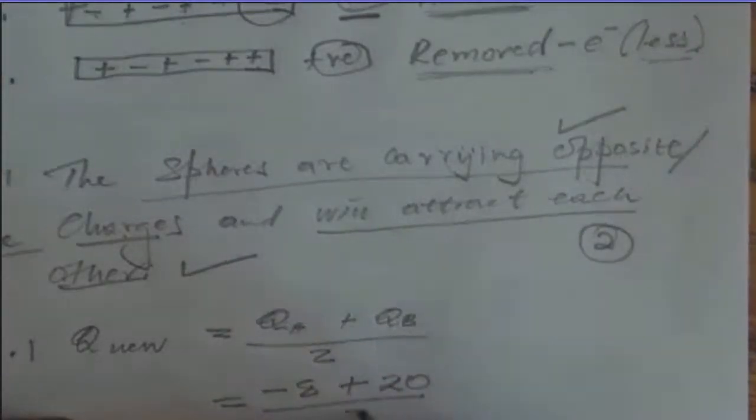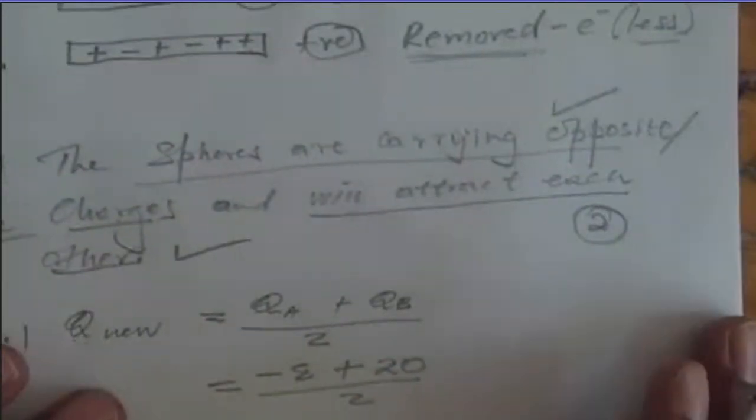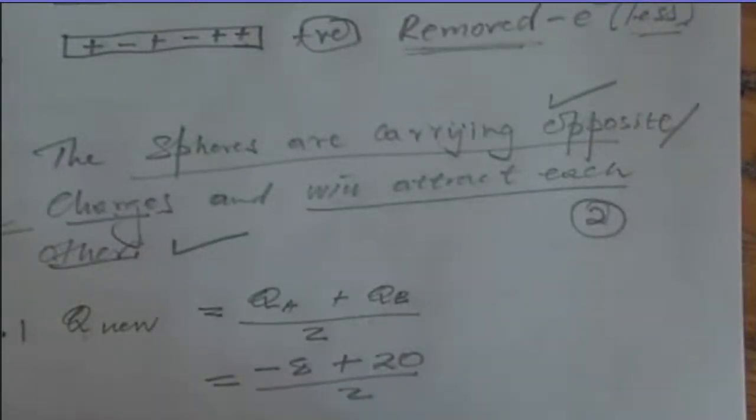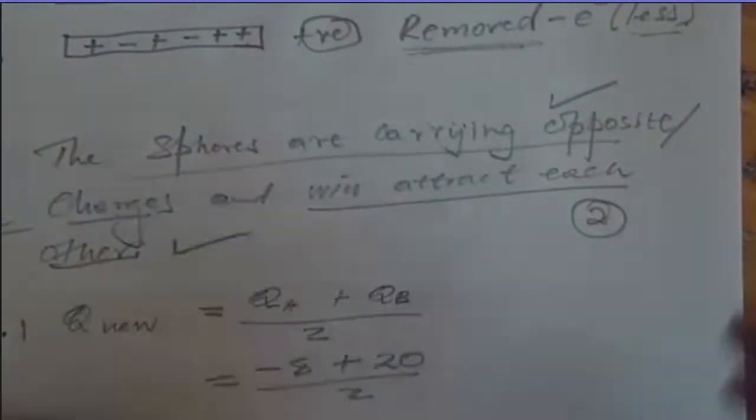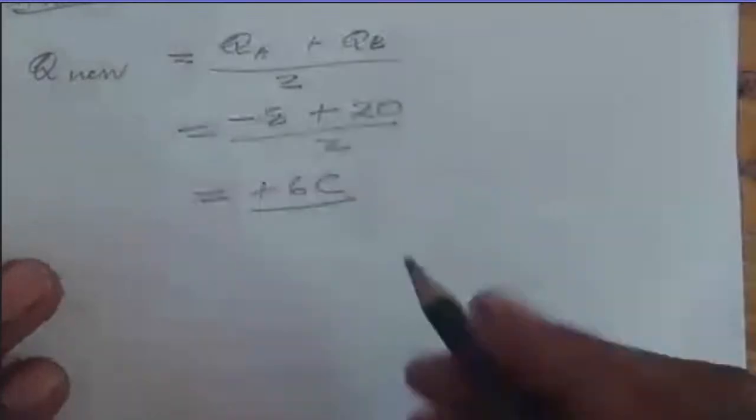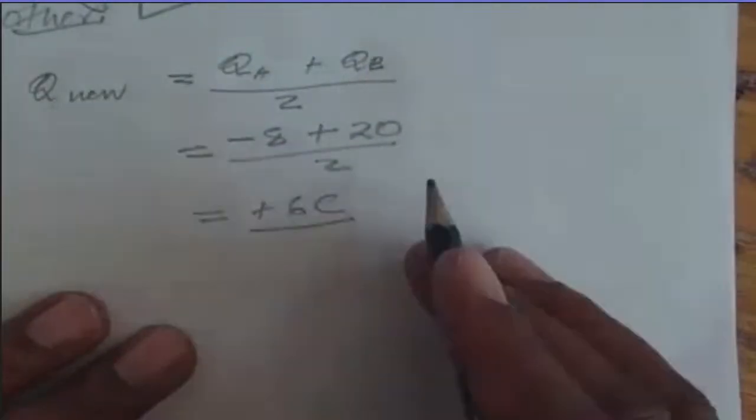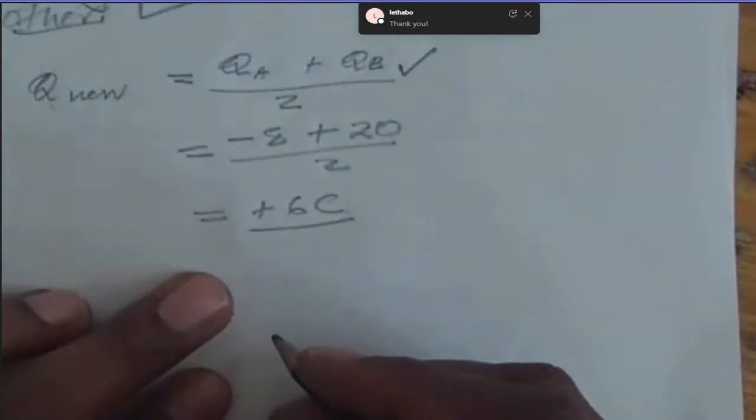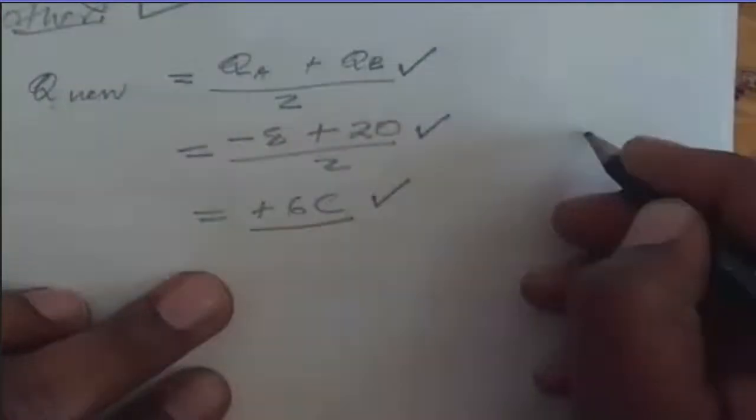20, divided by 2. If I'm having 20 and 2, it will be positive, then divide, which is 12 divided by 2, and I'm getting positive 6 coulomb of charge. That will be my answer for 5.2.3. It will be the mark for knowing that formula, the mark to substitute, and the mark for the final answer for that case.